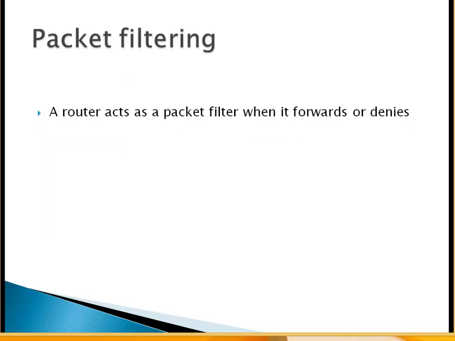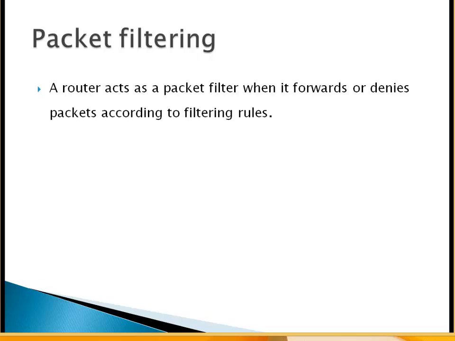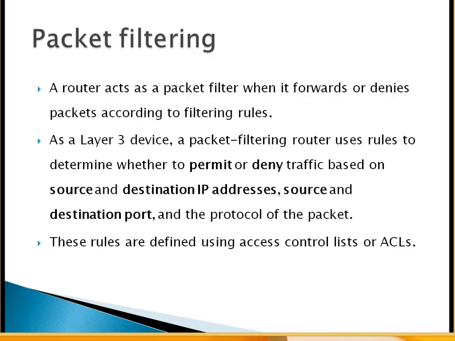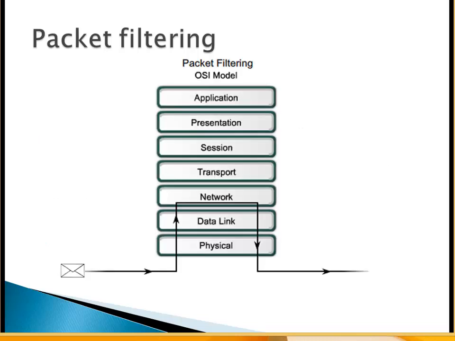Packet filtering. A router acts as a packet filter when it forwards or denies packets according to filtering rules. As a layer 3 device, a packet filtering router uses rules to determine whether to permit or deny traffic based on the source and destination IP address. So we're permitting or denying traffic based on the source and destination IP address, source and destination port number, and the protocol, what protocol the packet is using. These rules are defined using access control lists, or ACLs.